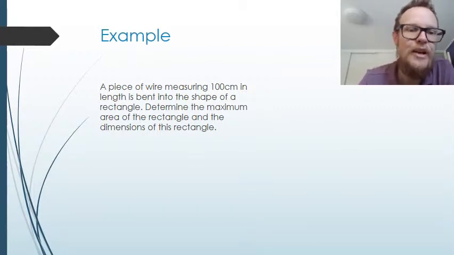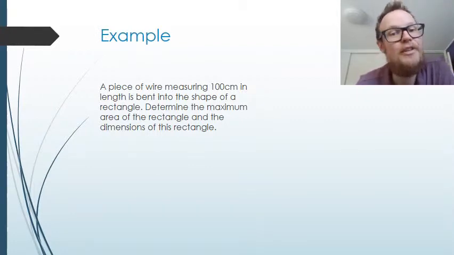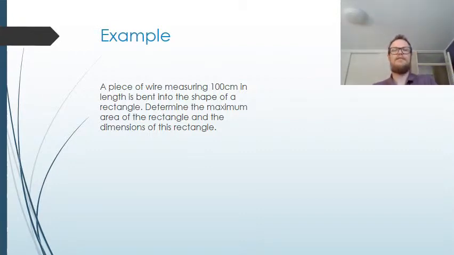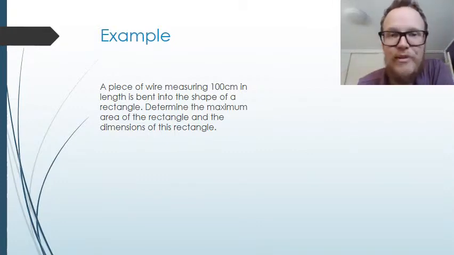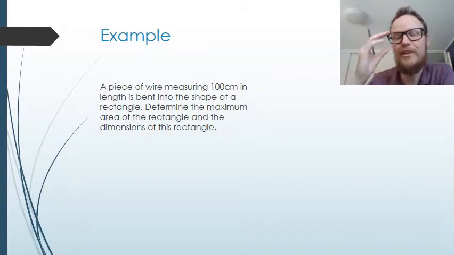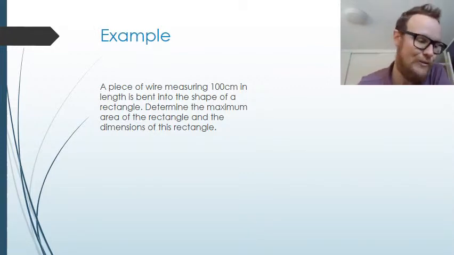Here it is. We've got a piece of wire. It measures 100 centimeters in length, from end to end. We're going to bend it into the shape of a rectangle. We need to determine the maximum area of that rectangle, and determine the dimensions of the rectangle.